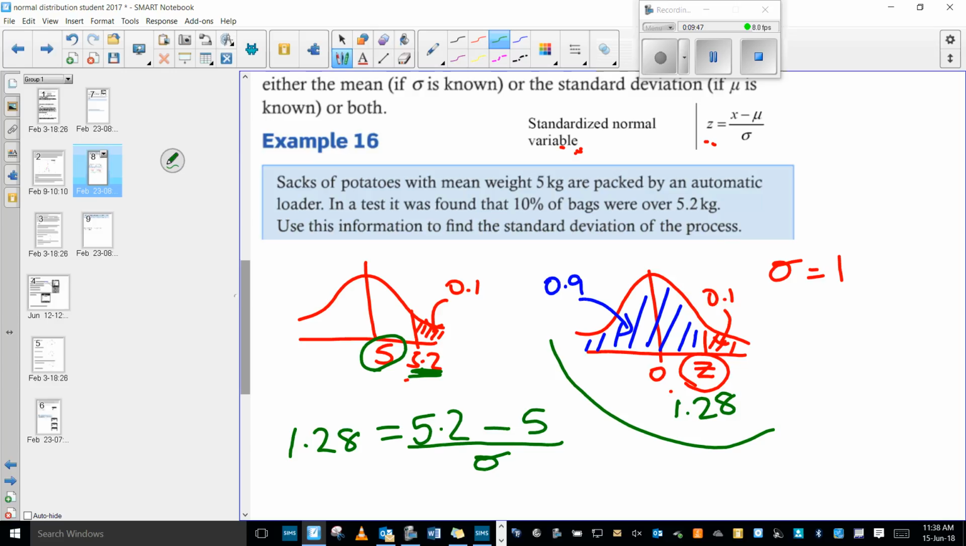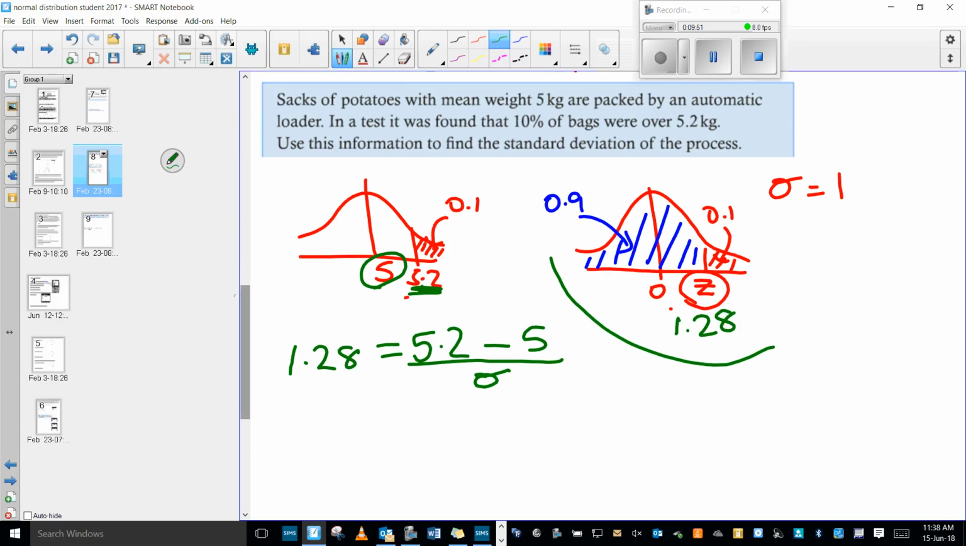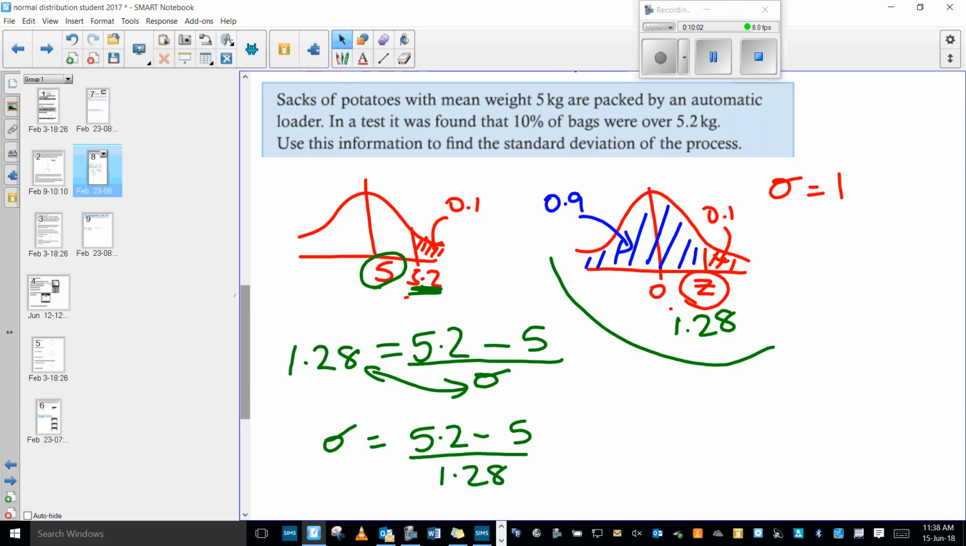Now remember, when your unknown is on the bottom and you want to find it, you just switch these two. So we've got the standard deviation is 5.2 subtract 5 over 1.28, which is 0.156.